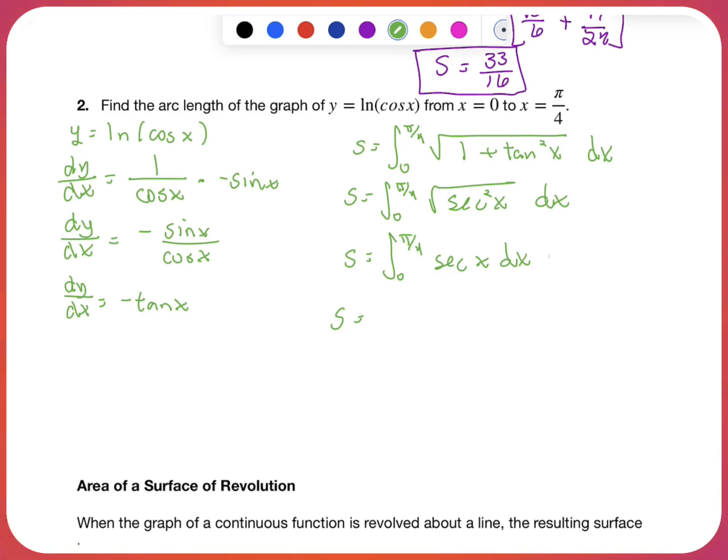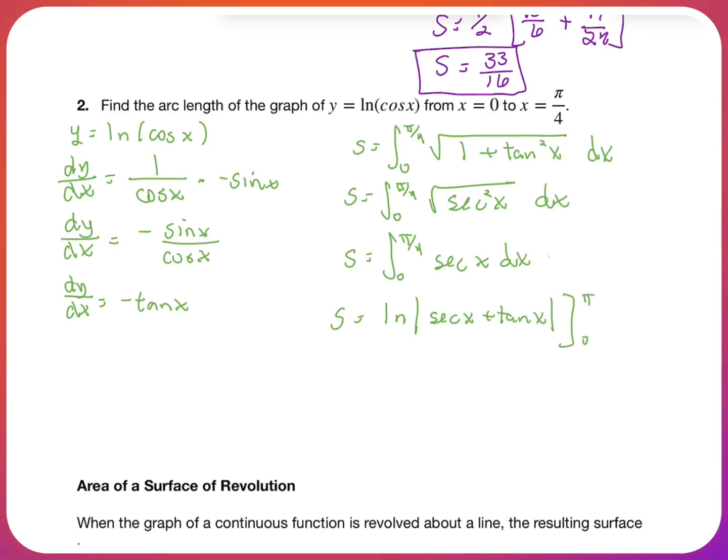And then recall that the integral of secant x is the natural log of the absolute value of secant x plus tangent x. And then we're going to, of course, evaluate this from 0 to pi over 4. So plugging in pi over 4, we know the secant of pi over 4 is the square root of 2, and the tangent of pi over 4 is 1. And then minus plugging in 0. So secant of 0 is 1 plus tangent of 0 is 0.